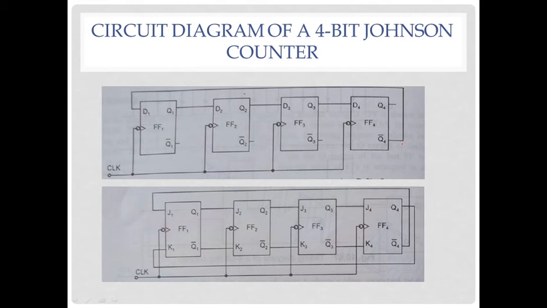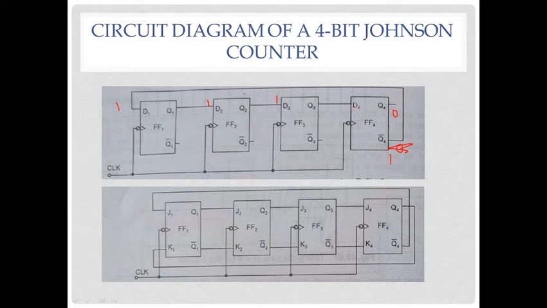So Q4 would be initially 0. Q4 is 0, so Q4 dash would be 1. This 1 gets fed to D1 after the second clock pulse. So if D1 is 1, then this is getting transmitted to D2, and as long as Q4 doesn't change, this 1 is going to remain the input for D1. In the next sequence, D1, D2, D3 will all be 1, D4 will be 0.